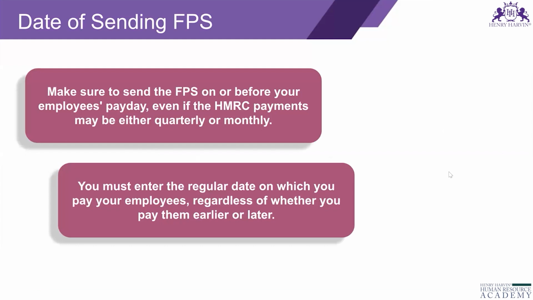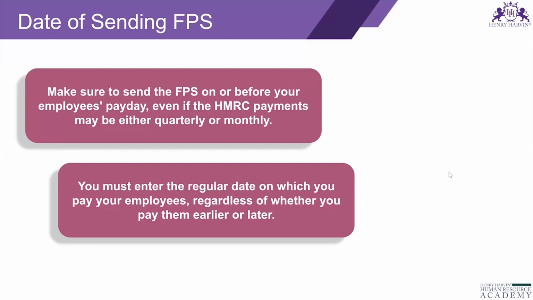Date of sending FPS: make sure to send FPS on or before your employee's payday, even if the HMRC payments may be either quarterly or monthly. Okay, so there is a provision for employers to make the payments to HMRC on a quarterly basis also. They can opt for that. For example, they're paying employees on a monthly basis, but they want to pay taxes on a quarterly basis to HMRC. They can ask for that. So if they are paying taxes on a quarterly basis, that doesn't mean they will send FPS on a quarterly basis. They're paying employees on a monthly basis, so they have to send FPS on a monthly basis.